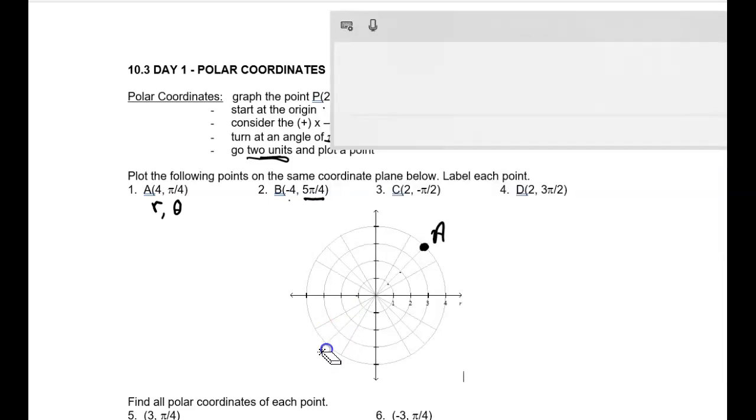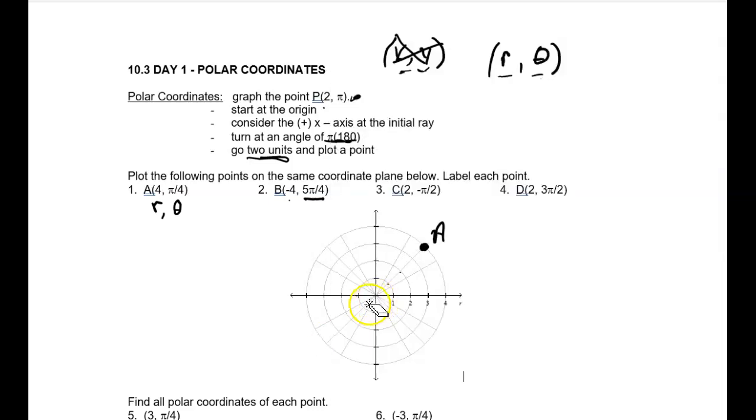So we look in that direction of 5 pi over 4. But you're going to go backwards 4 steps. So instead of going in the direction, we go backwards 1, 2, 3, 4, and what you would then find is A and B are actually the same point. So you'll see there's a couple different ways we can identify the same exact point.